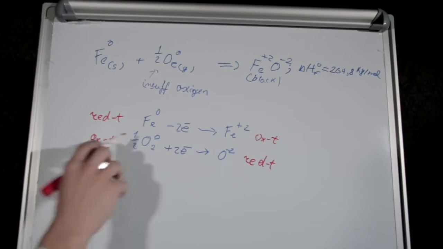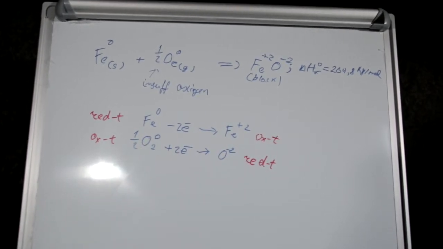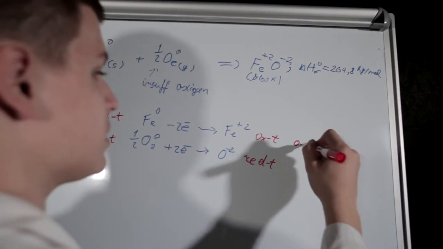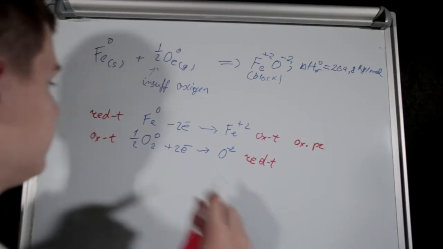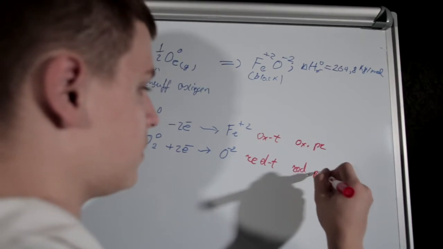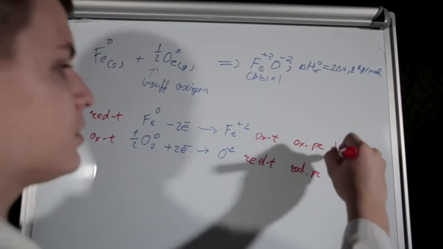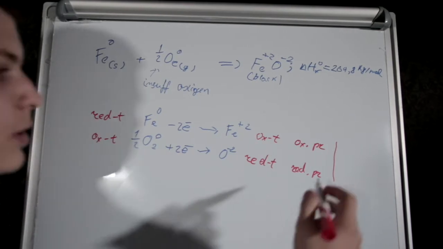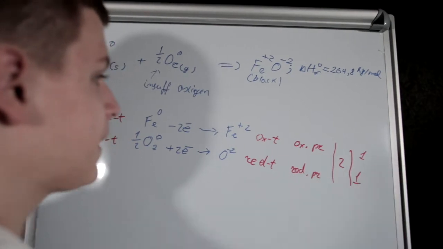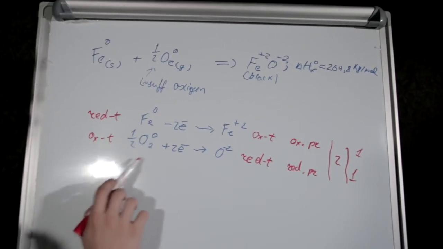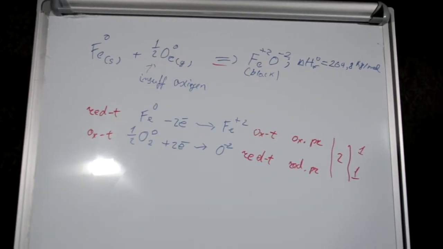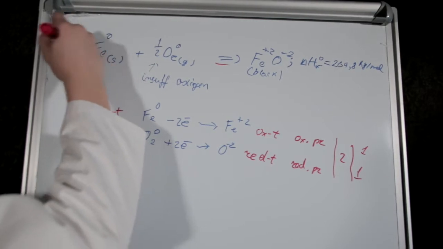So the process for the iron, the changing of the oxidation states, is the oxidation process, and for the oxygen it's a reduction process. The lowest common multiple is 2. 2 divided by 2 is 1, and 2 divided by 2 is 1. Okay, so we just need to put this 1/2 of oxygen here, and the equation is balanced. Okay, this is the first equation.